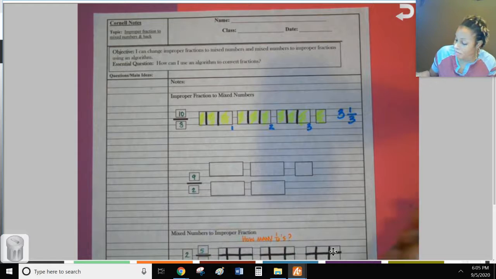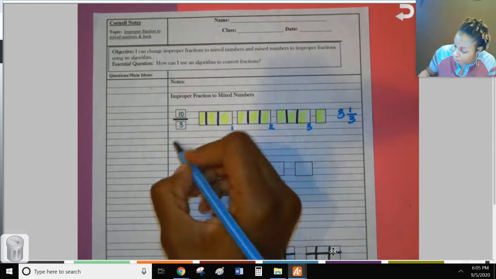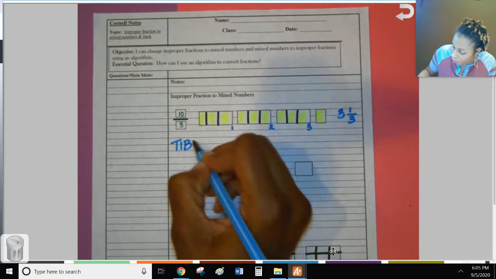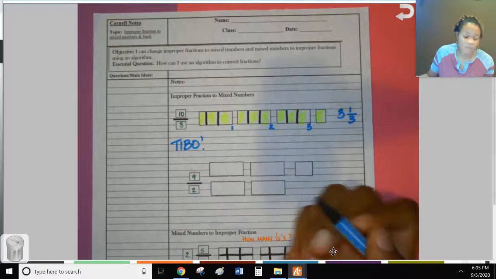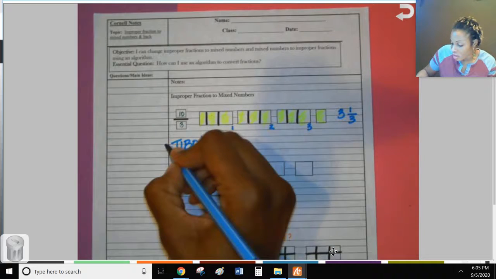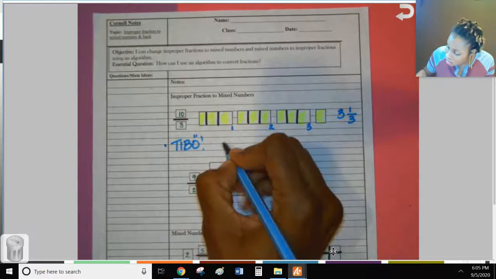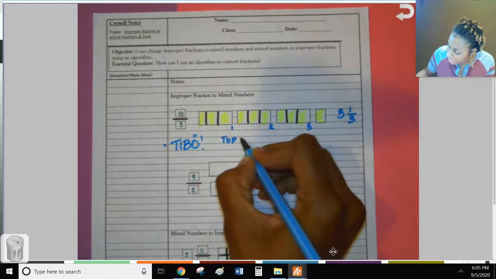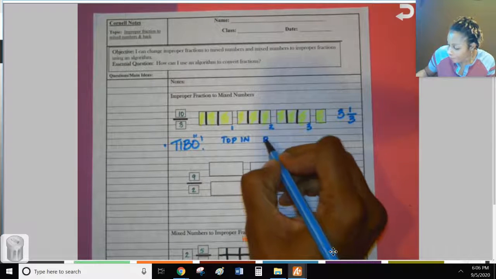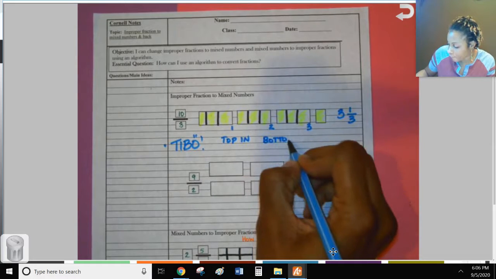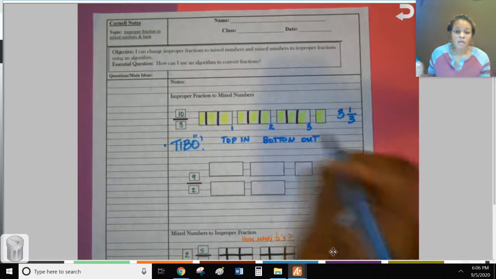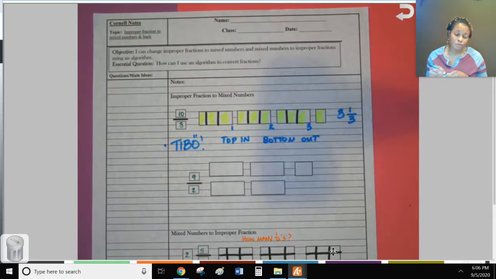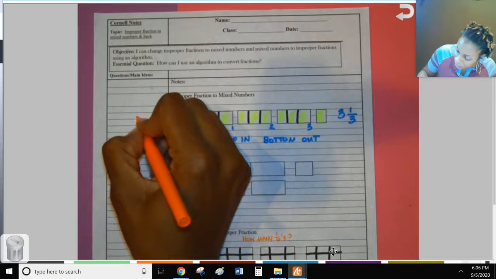There's a little mnemonic device that we use. We use TIBO, and we talked about this briefly last week. It means top in, bottom out. This is referring to when you're taking this fraction and you're putting it in the division bracket. So on this side, I'm going to put it in the division bracket.